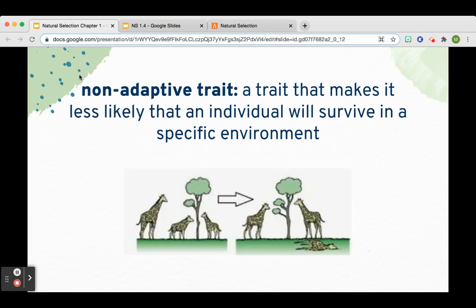And lastly, for vocab words for today, we have non-adaptive trait, which is a trait that makes it less likely that an individual will survive in a specific environment. So if we see here, we have a giraffe with a long neck, and those ones go on to survive, and the ones with the short necks down here sadly don't make it. So they have the non-adaptive trait of having a short neck.